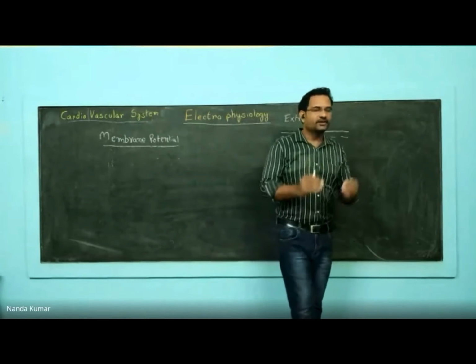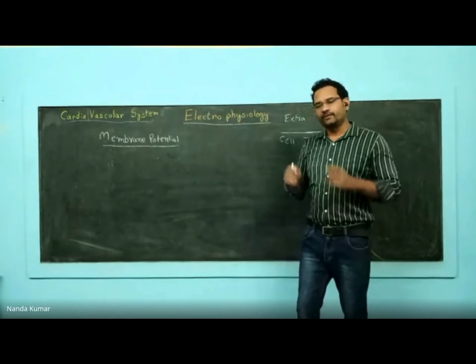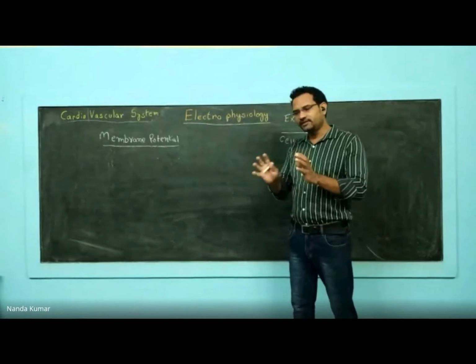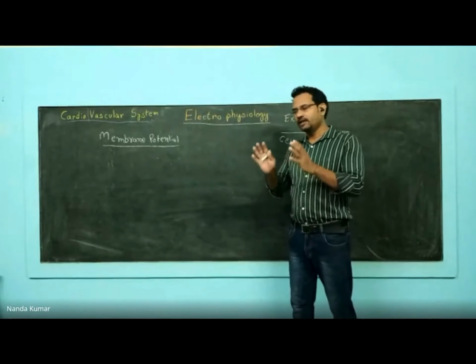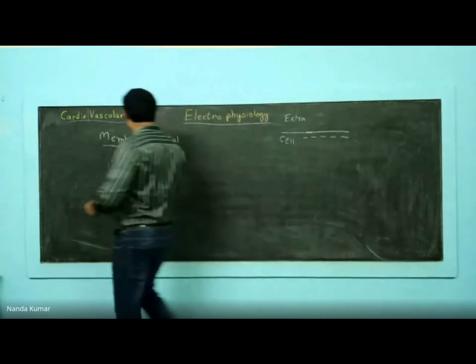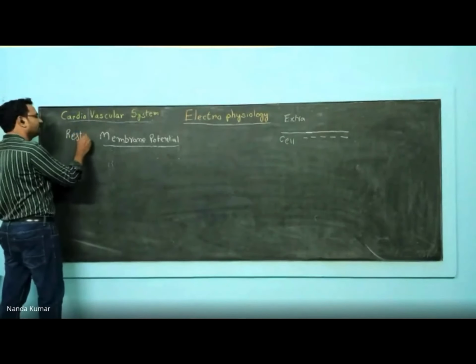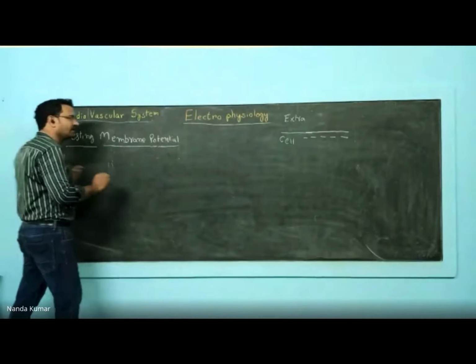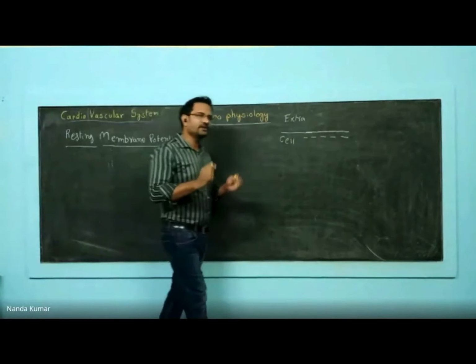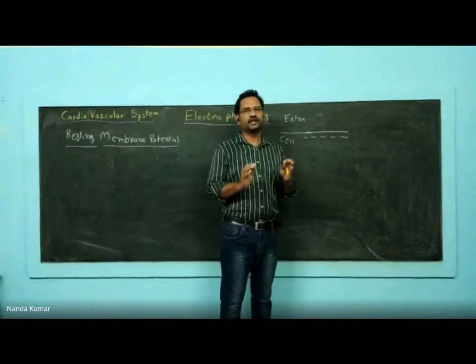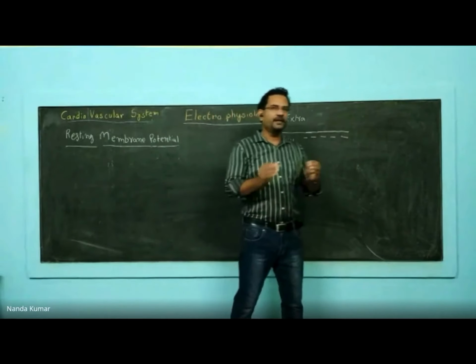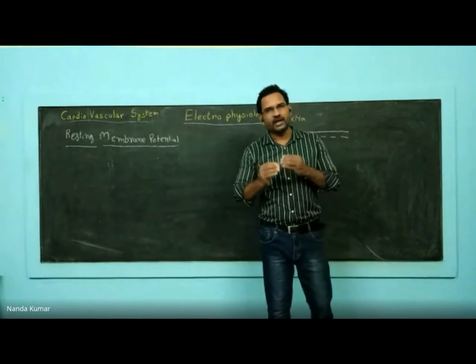Every cell has this membrane potential. When the cell is at rest, it has a fixed amount of potential. That is called resting membrane potential. During rest, it has a fixed amount of potential charge. Again, depending upon the cell and system, the charge differs.